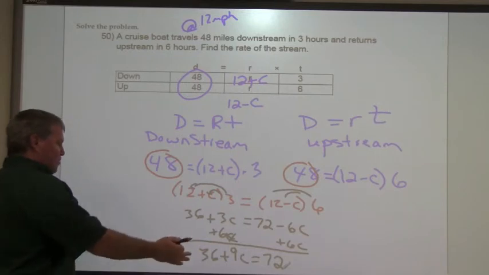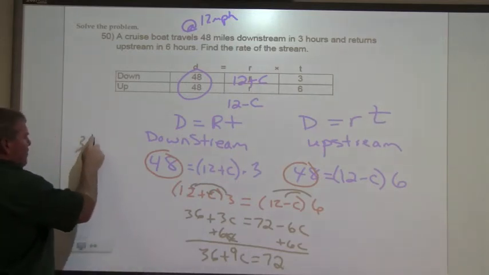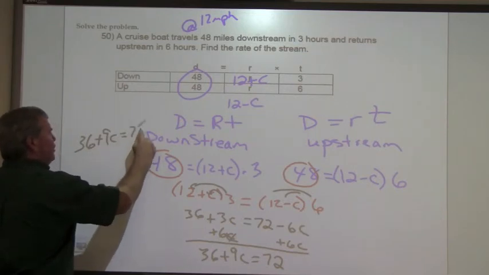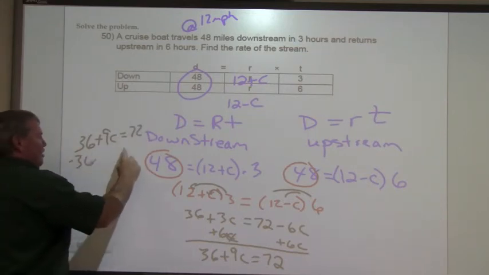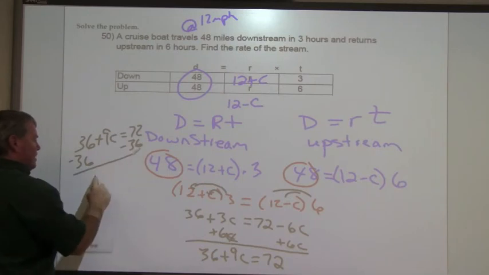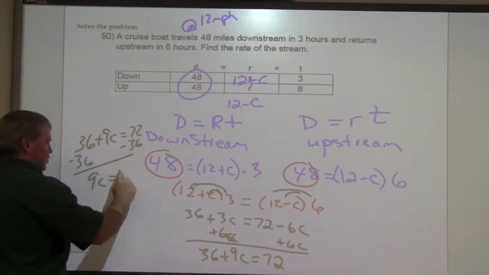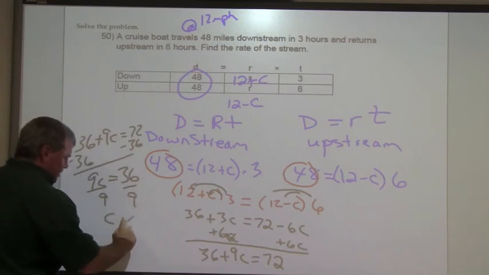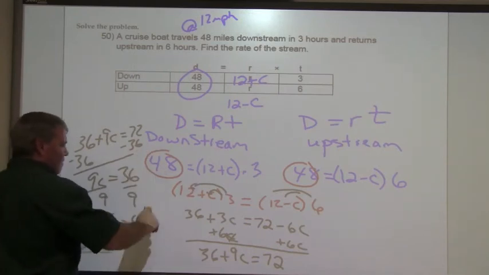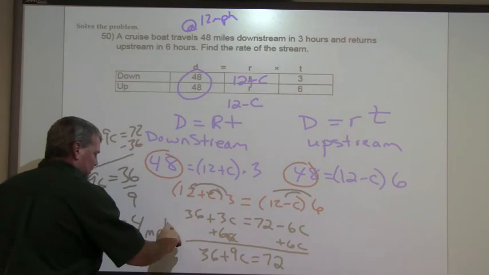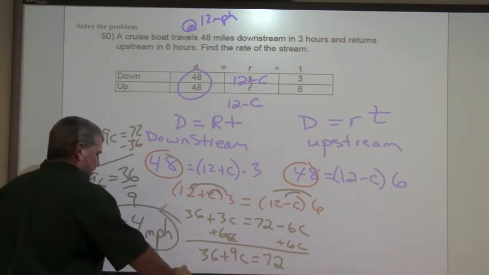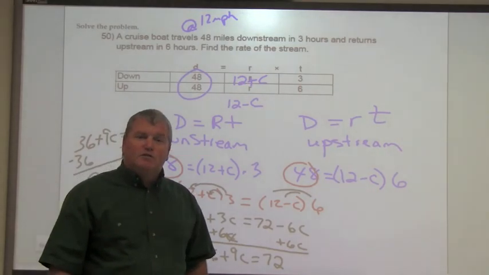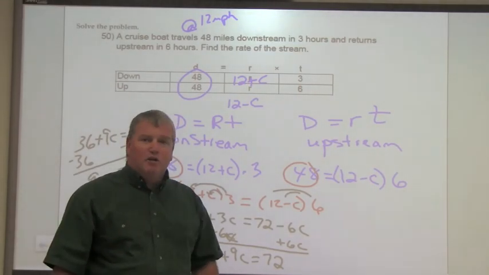If you don't mind, I'll move this up here so I have more room. 36 plus 9C equals 72. At that point, I'm going to subtract 36 from both sides. Now I get 9C equal to 36, divide by 9, and my current is 4. For what? Miles per hour. That's what we're dealing with on this one. And that would be our final answer. Hopefully this video's sessions have helped, and good luck on the final.